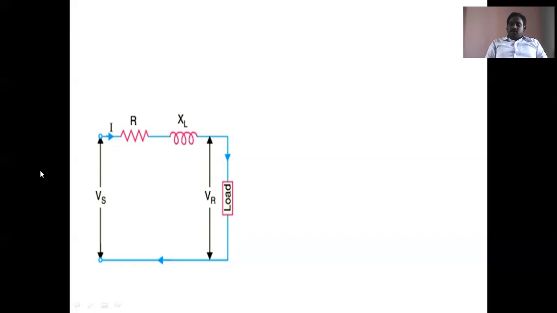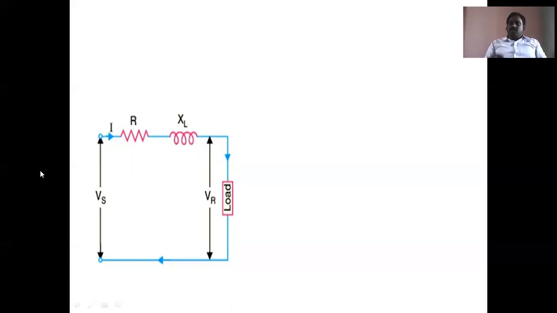Why is the receiving end voltage less than the sending end voltage? Due to the drop of the sending end voltage across the resistance and inductive reactance XL. The drop due to resistance is I into R, the voltage drop across the resistance of the transmission line. Due to this drop, the sending voltage is reduced at the receiving end side. Due to inductive reactance also a drop exists, called the inductive reactance drop or simply reactance drop. Due to this, the sending end voltage reduces, finally less at the receiving end side.